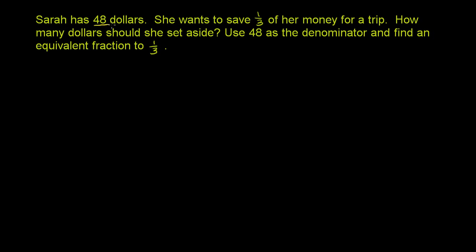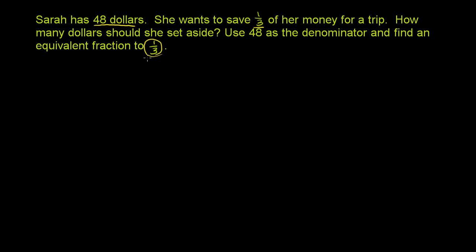Sarah has $48. She wants to save one-third of her money for a trip. How many dollars should she set aside? So essentially, we want to think about what one-third of 48 is. Use 48 as the denominator and find an equivalent fraction to one-third.